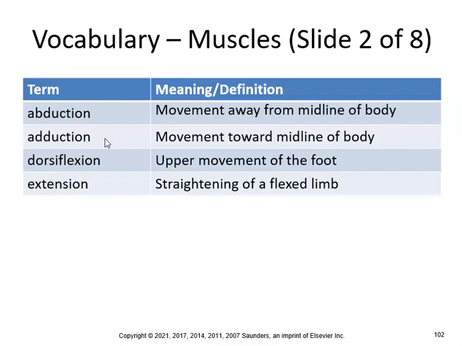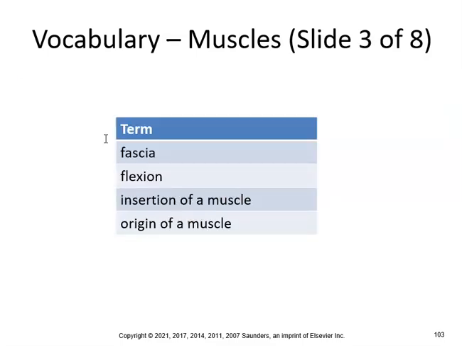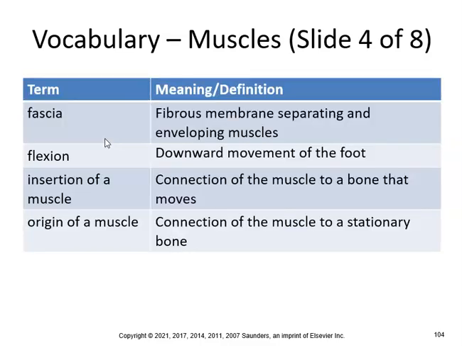Abduction is movement away from the midline. Adduction is movement toward the midline. Dorsiflexion is upward movement of the foot, but extension would be straightening of a flexed limb. What about fascia? Flexion, insertion of muscle, origin of muscle. Fascia is a fibrous tissue embedding muscle. So remember how ligaments attach bone to bone, tendons attach muscle to bone, but fascia kind of goes muscle to muscle, basically.